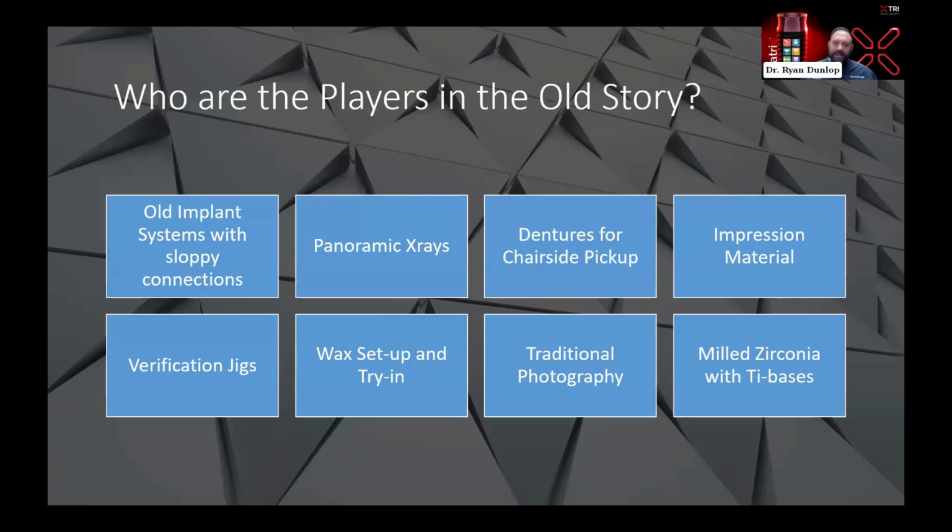I used to plan cases and send Polaroid photographs to the lab. I'd do the old Polaroid and it would come out, and I'd send that with the case. We were using prefabricated connections like tie bases and prefabricated abutments because we couldn't mill with any accuracy. We couldn't print with any accuracy, so we had to rely on prefabricated parts to attach our implants.